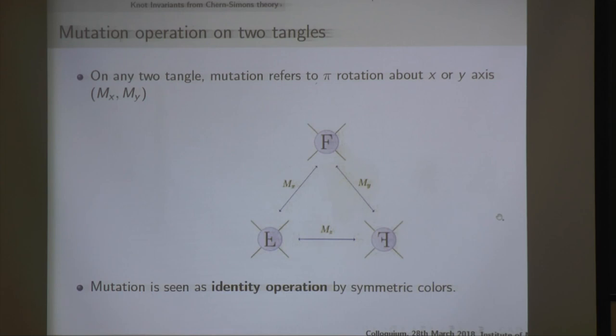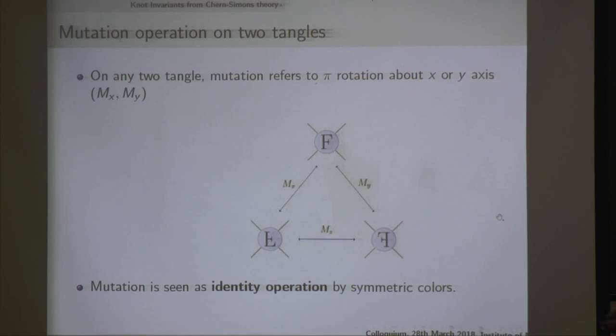So what we had observed during my student days was that this mutation operation, this 180 degree rotation of a two-tangle, we had shown it to be an identity operation. It's like doing nothing to it. So if I take this piece and attach it to a knot, or the other complement of a knot, or I take this piece and attach it to that knot, because it's an identity operation, even if the two knots are different, I'm going to get the same invariant because it's an identity operation.